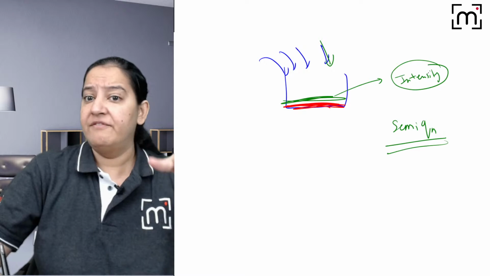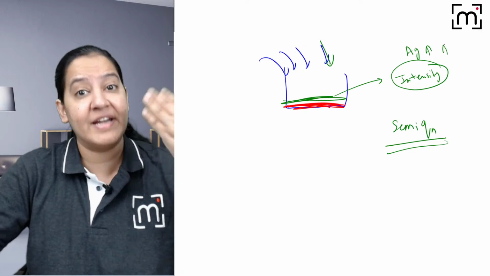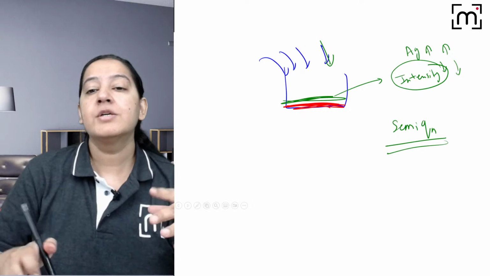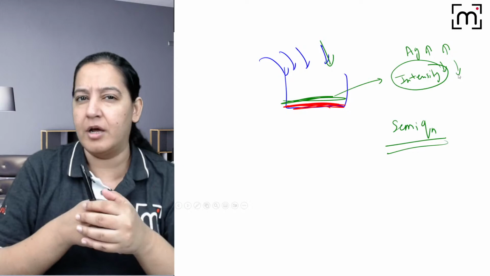How much antigen is present? More antigen, more intense, more dark color. Less antigen, lighter color, less intense color. You got my point? So how to measure the intensity? It can be subjective. Now I say, oh my god, it's a dark color. You will say, no ma'am, it's a light color. So it can vary from subject to subject.